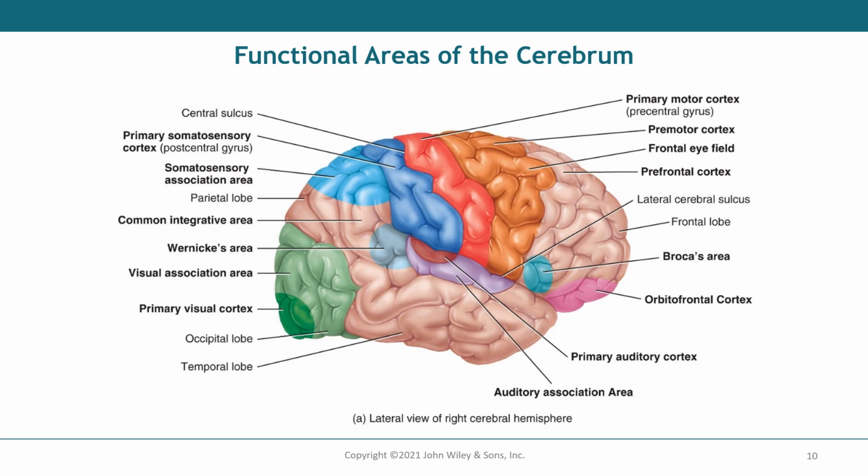So this is a more detailed picture of the different functional areas. However, it's the same idea. Here you have three functional areas. So for example, you have associated or integrative functions here, or here the somatosensory association area. They were the two things that I didn't show you in the previous one.